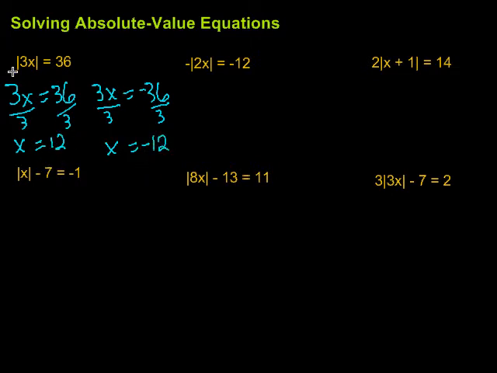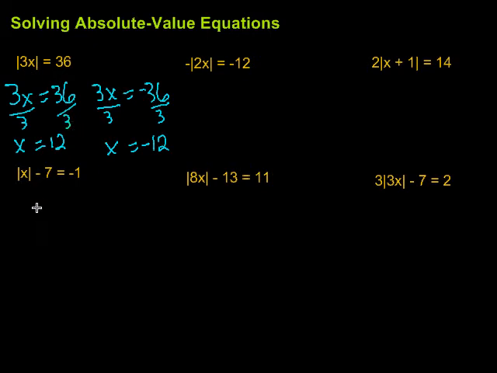If I check, well, 12 times 3 is 36, the absolute value of which is 36. And then we have negative 12. Negative 12 times 3 is negative 36. Take the absolute value of that, which is also 36.